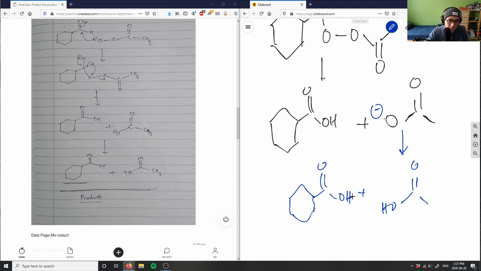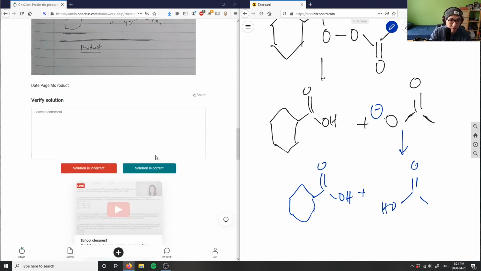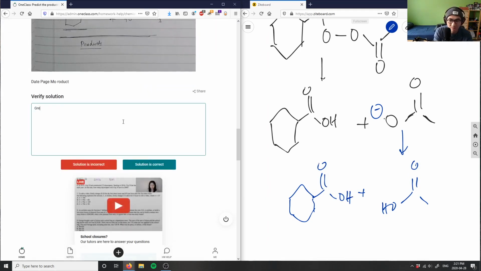So the solution here is correct. I like how they showed the mechanisms and the arrows here. So this is a great solution. Basically, this question is asking about resonance stabilization and nucleophilic attacks, making good leaving groups so that you form a different compound here. So the solution here is correct.